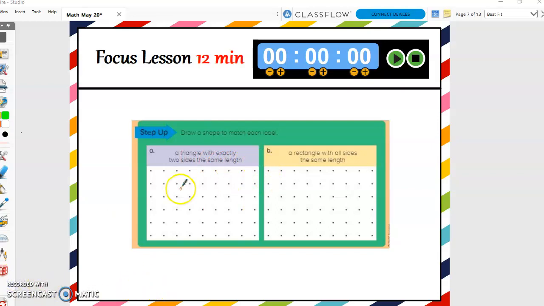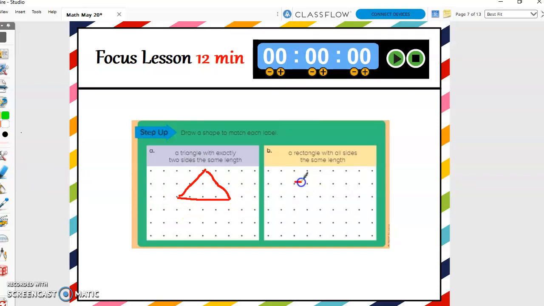So if we're going to do that, we could do this and this. And then this side is not exactly the same size. These two are the same size. This one is longer. So a triangle with exactly 2 sides the same length. And then over here, it says a rectangle with all sides the same length. We're going to talk about what else that's called in a minute.